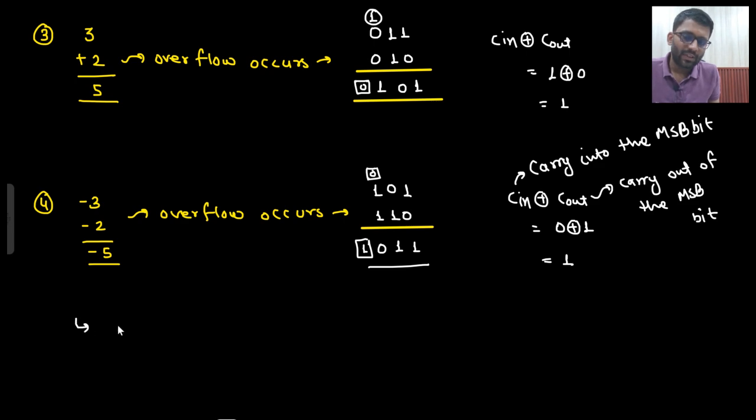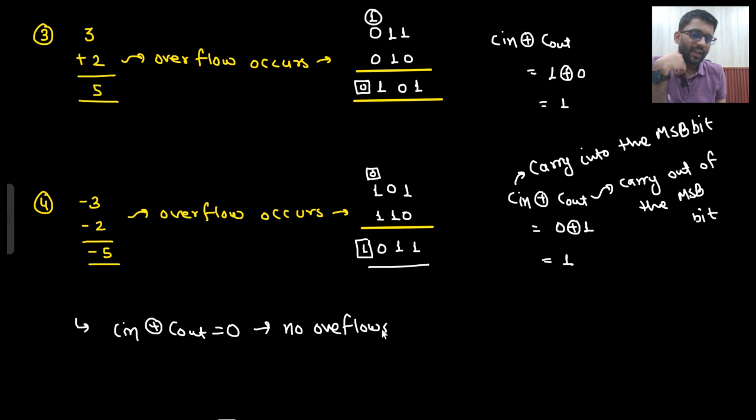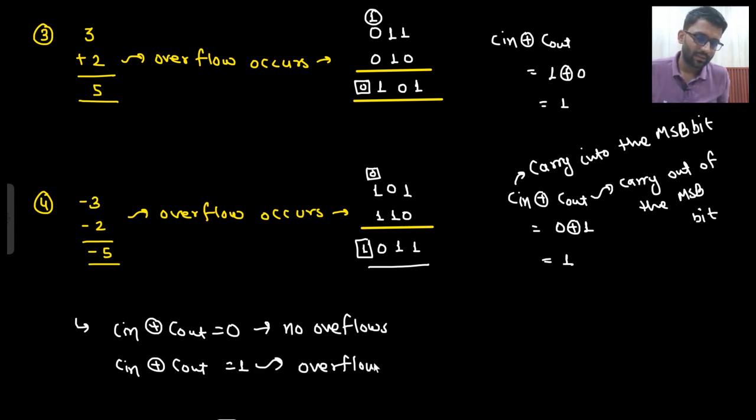So what is the conclusion you are getting from here? If C in XOR C out is equal to 0, that means there is no overflow. Using the bits only, I am not converting the number to decimal. If only this was given, I could have seen here and here that C in XOR C out is becoming 1. That means certainly if you convert this number into decimal, the overflow will occur. Directly from here only I can tell that C in XOR C out is 1, that means overflow occurs.